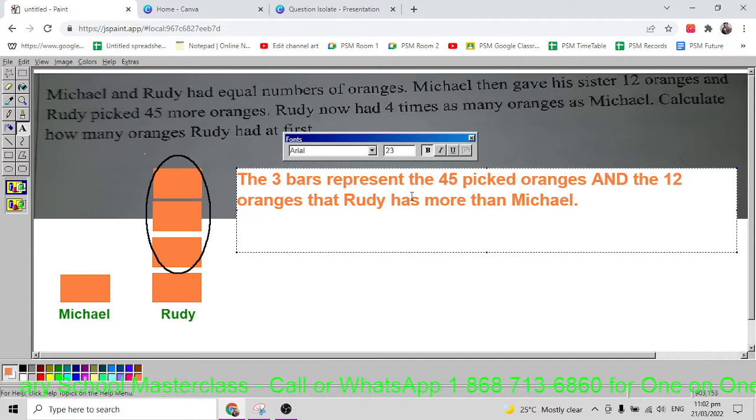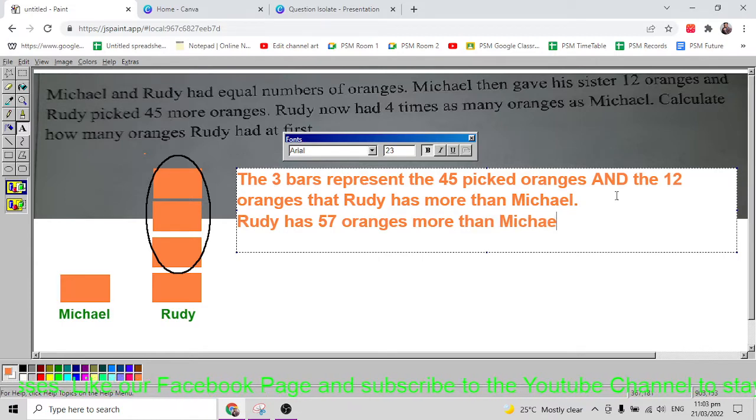So those 3 bars there represent the 45 picked oranges because Rudy picked 45 more, as well as the 12 oranges that Rudy has more than Michael. How does Rudy have 12 more than Michael? Well, that happened when Michael gave 12 to his sister. All right. So we can safely say Rudy has 57 oranges more than Michael. How I got that? Well, 45 plus 12.